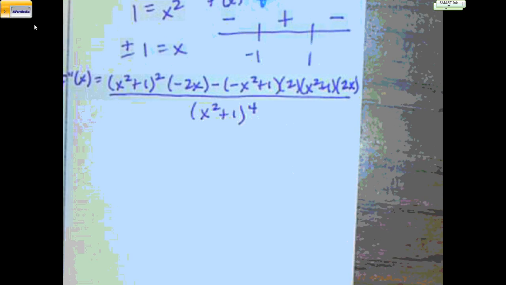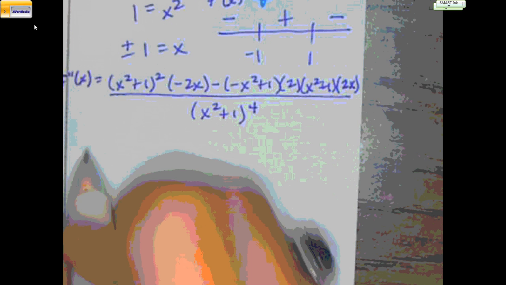That was an exponent of 2. It's now an exponent of 1 times, you have to finish the chain, the derivative of the inside is 2x. Don't forget to finish the chain. All over the bottom squared. So x squared plus 1 is now to the 4th. And now it's just, can you put it together and use your 8th grade math skills? Don't say no, you can do that.